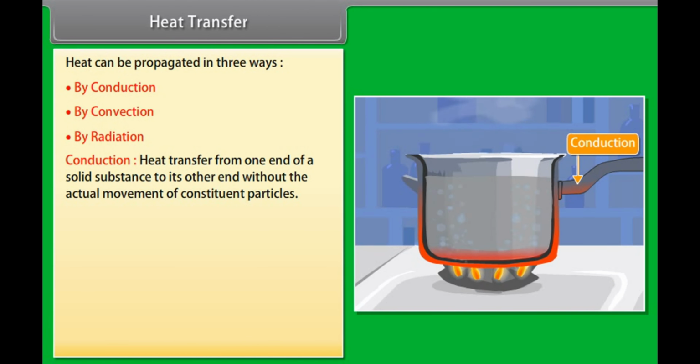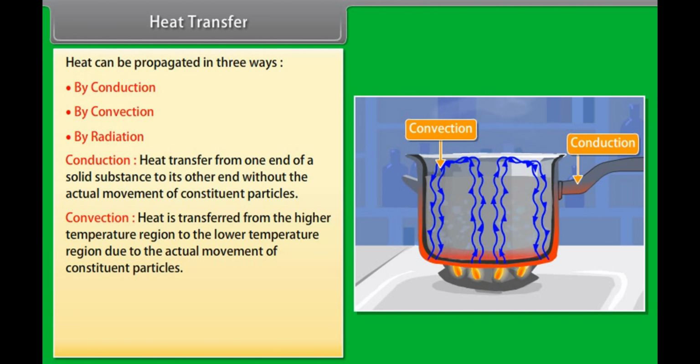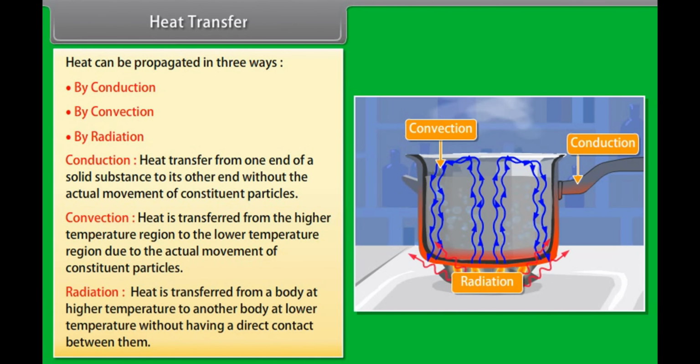Conduction: heat transfer from one end of a solid substance to its other end without the actual movement of constituent particles. Convection: heat is transferred from the higher temperature region to the lower temperature region due to the actual movement of constituent particles. Radiation: heat is transferred from a body at high temperature to another body at lower temperature without having a direct contact between them.